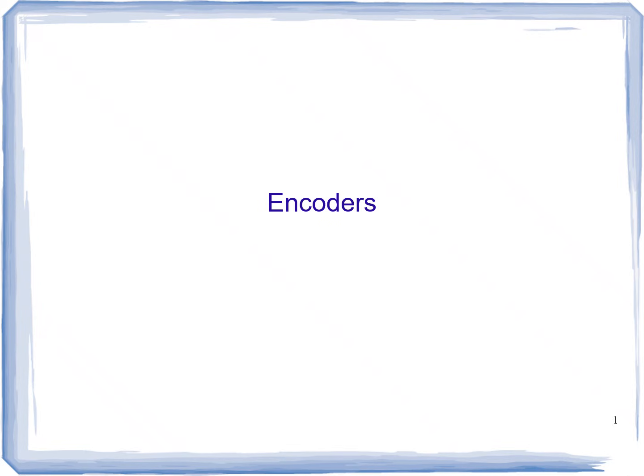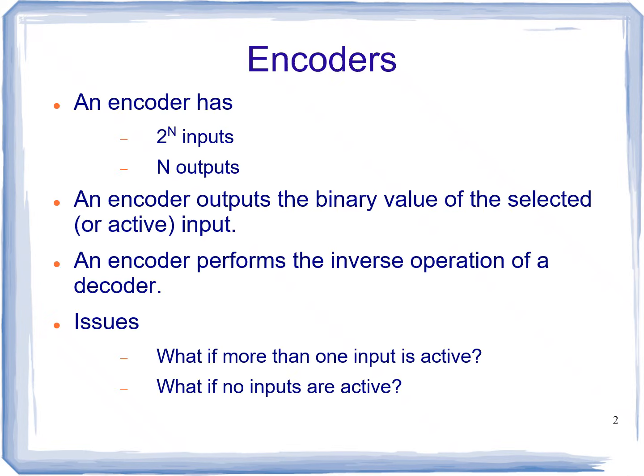Now we are going to talk about encoders. What is meant by an encoder? Here an encoder has 2 power n inputs and n outputs. For example, if n is 2, then there are 4 inputs and 2 outputs. If n is 3, there are 8 inputs and 3 outputs. The encoder output will be active for the selected input. The encoder performs the inverse operation of the decoder.